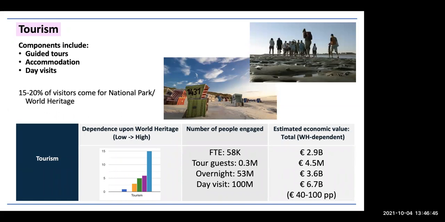Tourism included components like guided tours or accommodation and day visits in this application to the Wadden Sea. And there were some notes in there about the different values and different economic estimates that were provided. You'll see also there's a column graph here, which is considering, based on a number of contributions from workshop participants, how reliant this particular industry is upon the World Heritage values. And for tourism, it was considered to be of high reliance upon the World Heritage values.